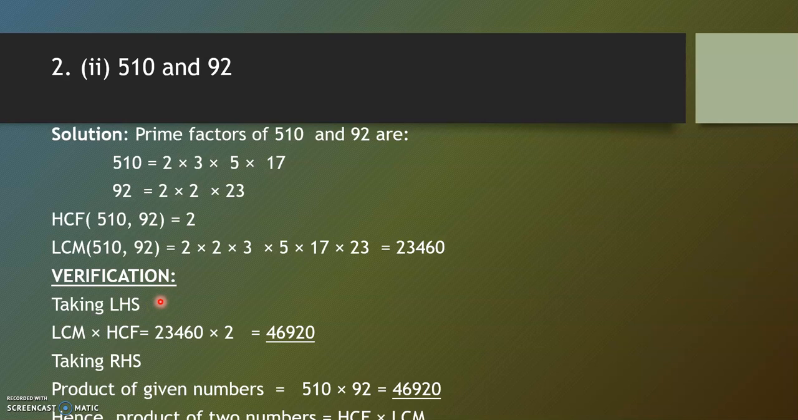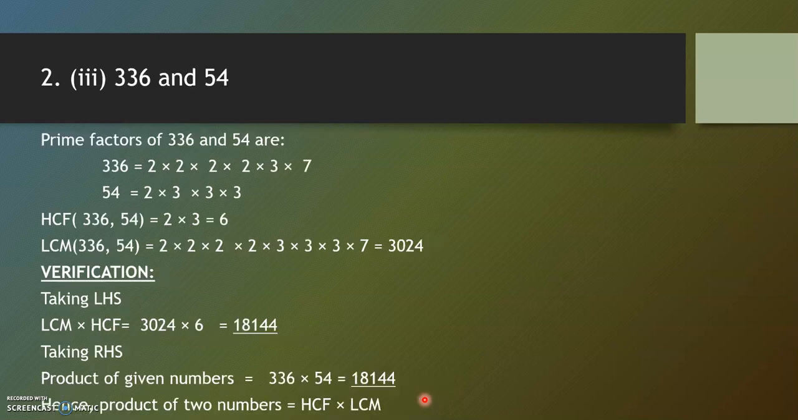Taking LHS, you can take the LHS as 23,460 and we will multiply it with HCF, so you will be getting 46,920. And then take the RHS side, that is the product of given numbers. The product of both numbers 510 and 92, we will multiply these two, and you will be getting 46,920. So as both of these are same, we have verified it.